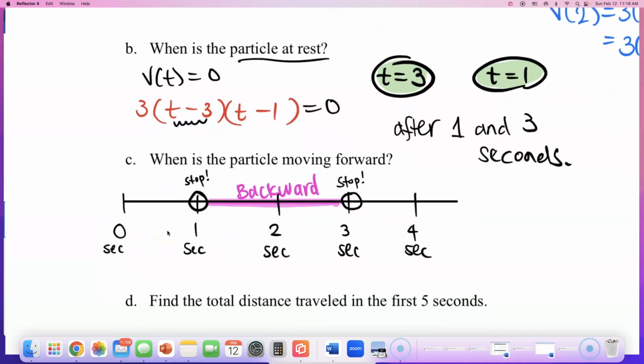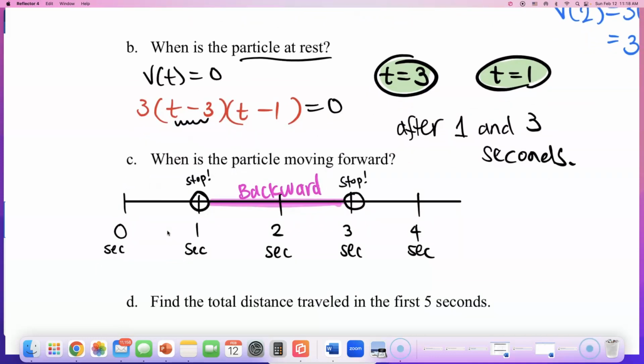So what I'm going to do is figure out the sign of the velocity here. What's a good number that we can plug in between 0 and 1? I'll say like half a second in. Let's see what this particle is doing, moving forward or backward. I'll figure it out by plugging in a test point of half into this velocity function.